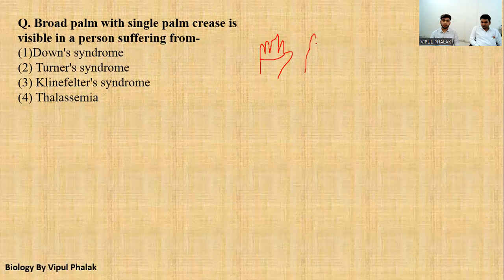In a normal human, the palm crease is divided into two parts. One starts from here, it cuts here, and it continues. So the person suffering from Down syndrome has a single palm crease. Therefore, Down syndrome is correct.